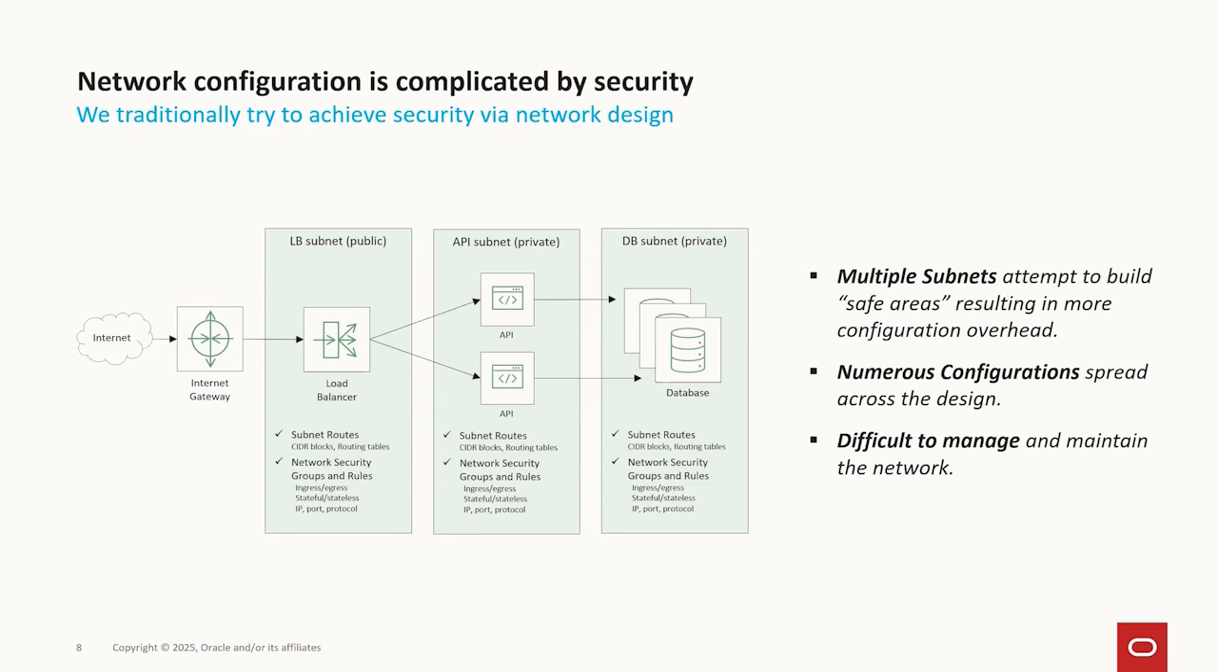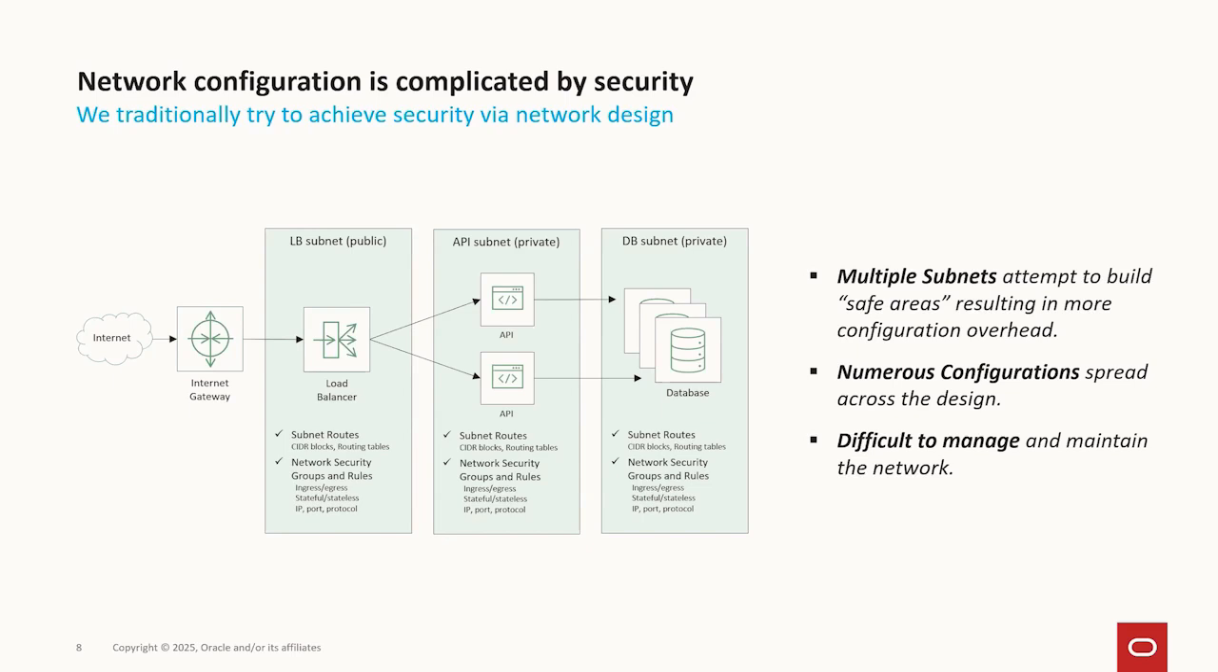So there's a network security group that allows egress from the API subnet into the database subnet. And you have another network security group attached to the load balancer that allows egress from the load balancer only to the business logic or the API layer. So these multiple subnets attempt to build safe areas, and each subnet will require its own configuration, introducing thereby numerous configurations across subnets. And that's just an example.